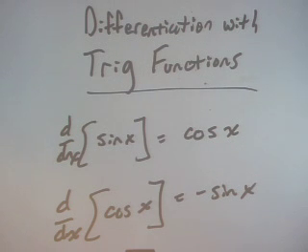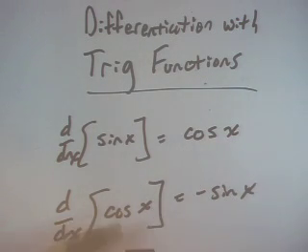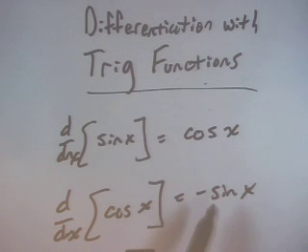This discussion will introduce differentiation with trig functions. We're going to start by just memorizing two rules. The derivative of sine is the cosine function, and the derivative of the cosine function equals the opposite of the sine function. So derivative of sine is cosine, derivative of cosine is negative sine.